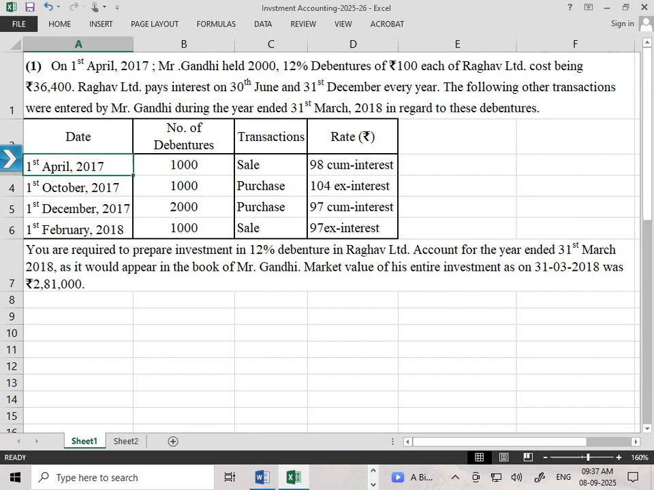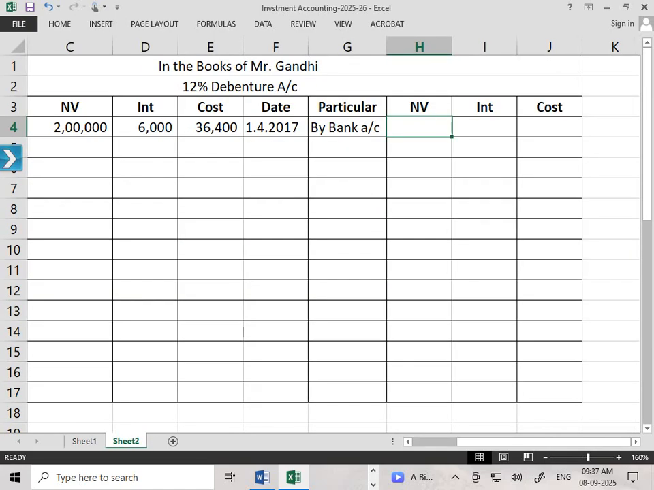What is the nominal value? How many units sold? 1000. So your nominal value is 1000 multiplied by 100 rupees each debenture. How many debentures? 1000 debentures. So 1000 multiplied by 100. How much does it come to? 1 lakh.